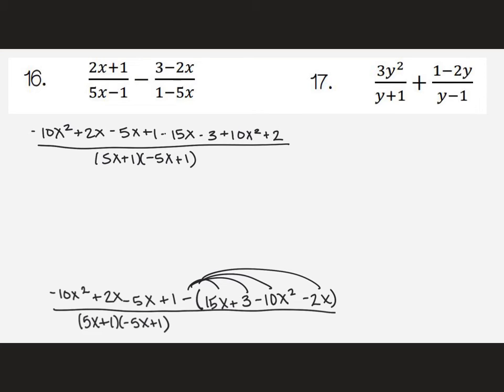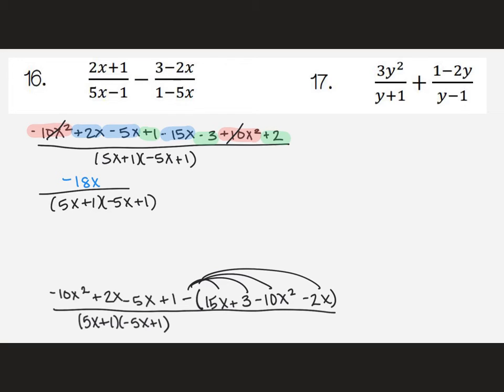Then I can combine like terms. So negative 10x squared plus 10x squared will cancel out. 2x minus 5x minus 15x is negative 18x. 1 minus 3 plus 2 is 0. And the denominator is 5x plus 1, negative 5x plus 1. This is as simplified as it gets.